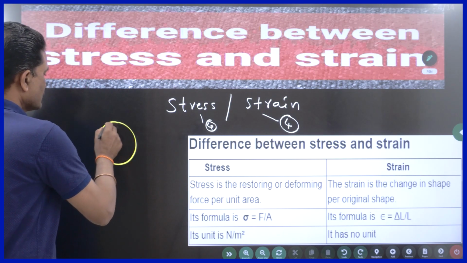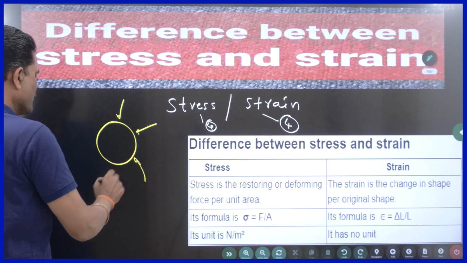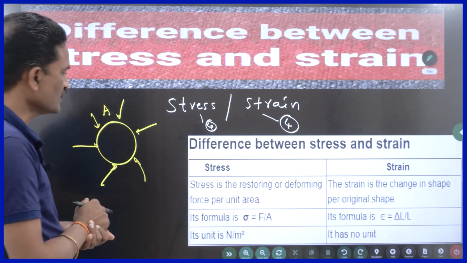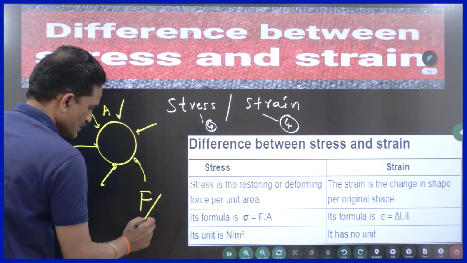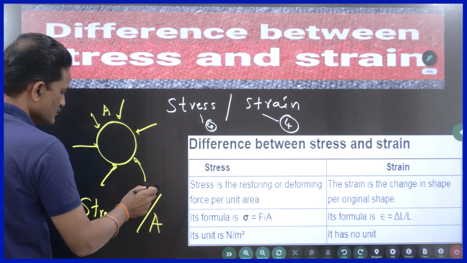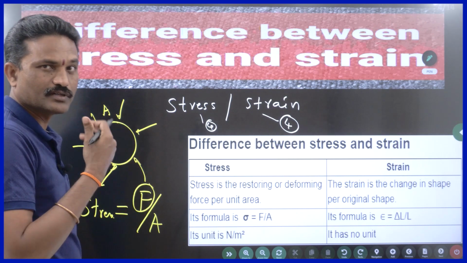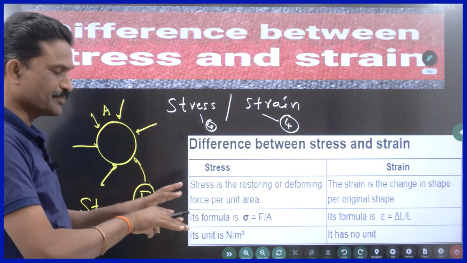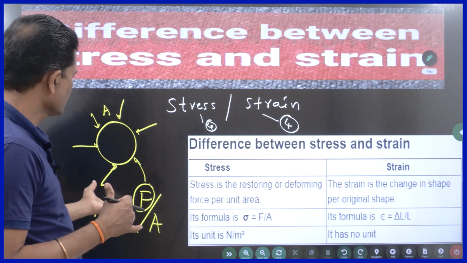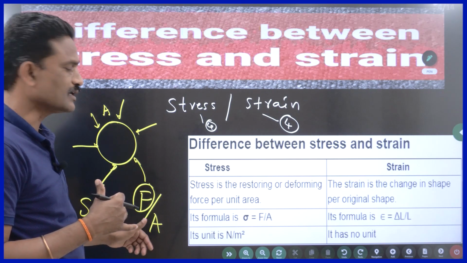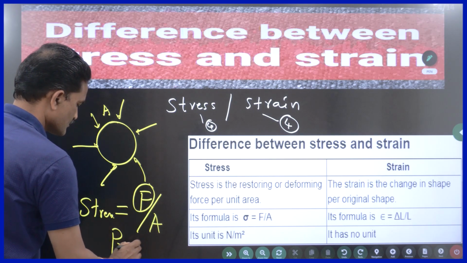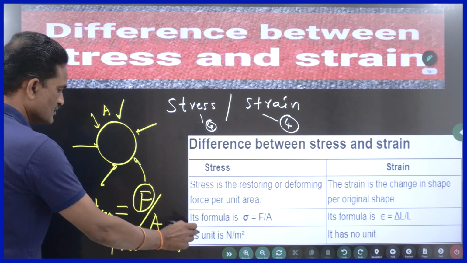Suppose this is the ball on which I am applying the force. I am applying the force throughout its area, that is the outer surface. The force acting per unit area is called stress. Just now I told you, force is the deforming force that you are applying, and the forces that are developed within the object are called the restoring forces. So, you can define stress as the restoring force per unit area or the deforming force per unit area. So, stress is nothing but pressure. Stress is nothing but pressure, you have to remember.